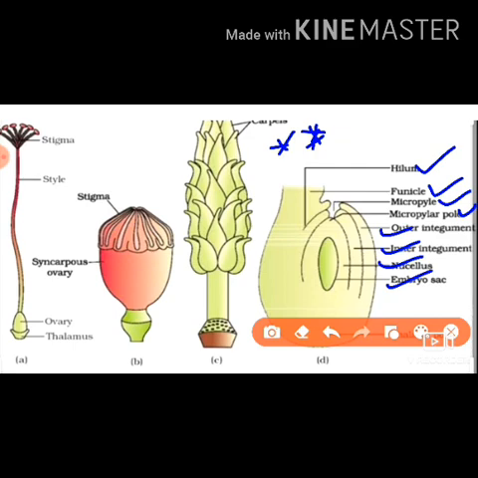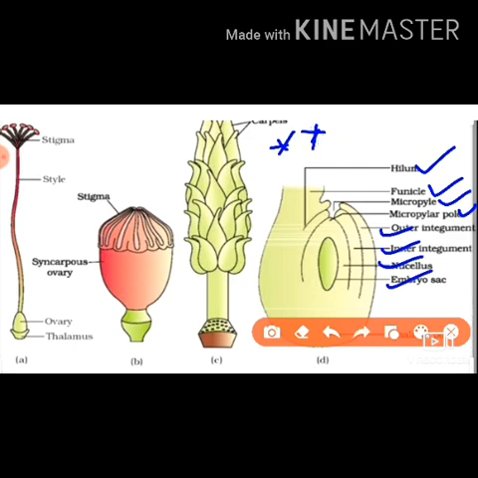They'll ask either to draw a neat labeled diagram of TS of anatropous ovule. Very important, so many times they ask this diagram. Please remember, please practice this diagram. The microsporangia, that is the anther, the structure of a bilobed anther, they also ask many times. And in case of the female gametophyte, they will 100% ask the diagram of this anatropous ovule. Please remember this diagram, very important and very simple.